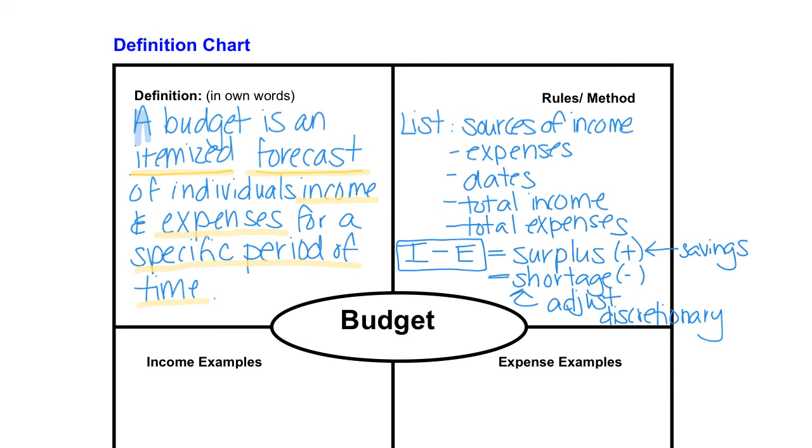So if I had budgeted to go out for dinner a couple times that month, but my budget ended up with a shortage at the end when I subtracted my expenses from my income, I would go back and adjust that. Maybe I wouldn't go out for dinner twice a month. I would only go out for dinner once a month.